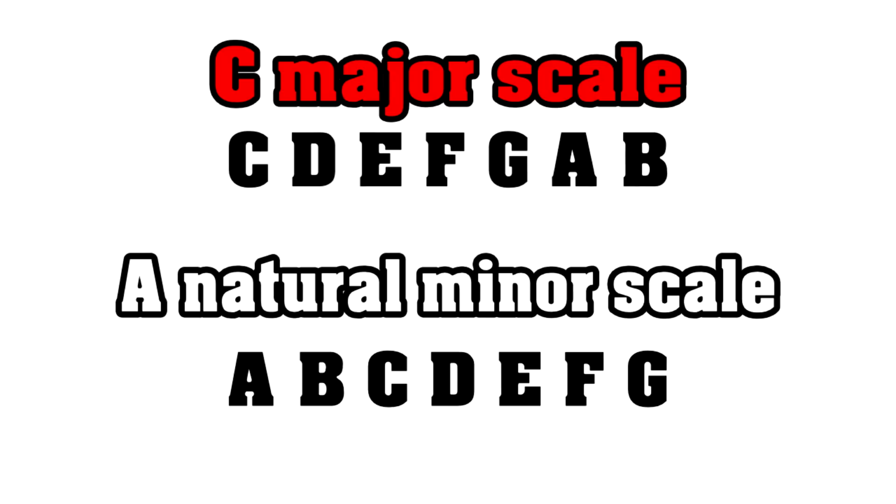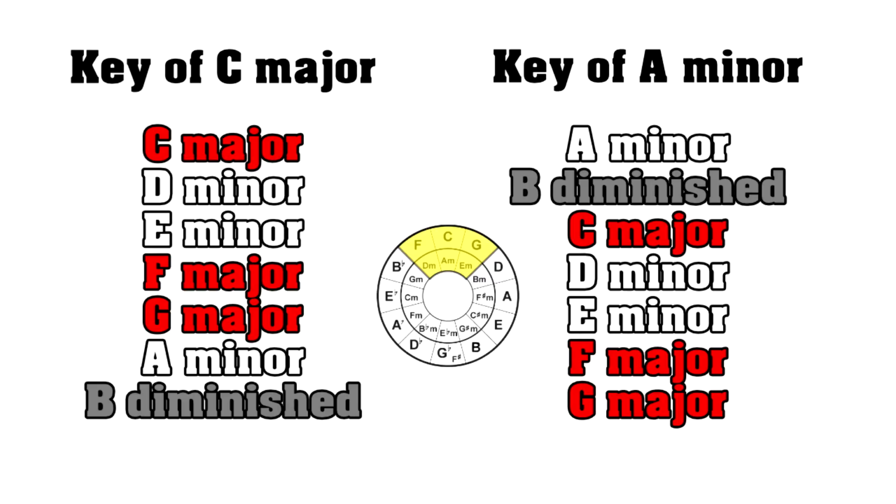Likewise, the key of C major, which is the one key that doesn't have any sharps or flats in it, would be considered to be the same key as the key of A minor, which is the minor key that also doesn't have any sharps or flats in it. The key of C major and the key of A minor have the exact same 7 notes as one another, and the exact same 7 chords as one another. Therefore, under the 12 key model, we refer to these as the same key.